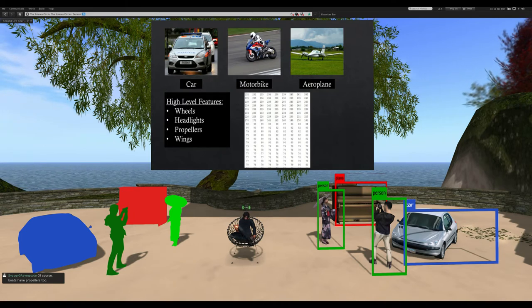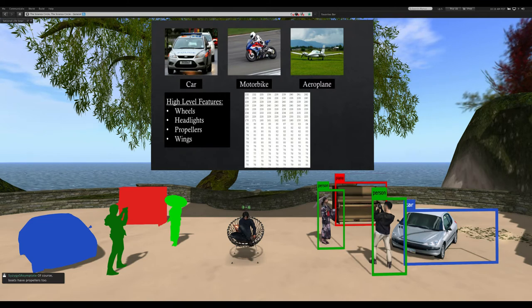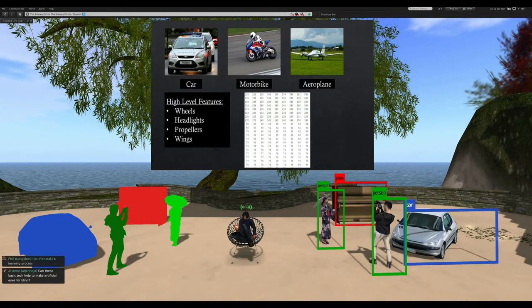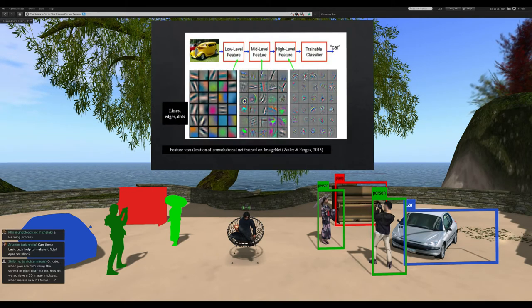So you would essentially be looking at these high level features, as we call them, in order to ascertain for yourself what sort of object is in the image. We want the computer to be able to do the same thing in order to determine what image it is. And in order to do that, we first have to start from the basics.